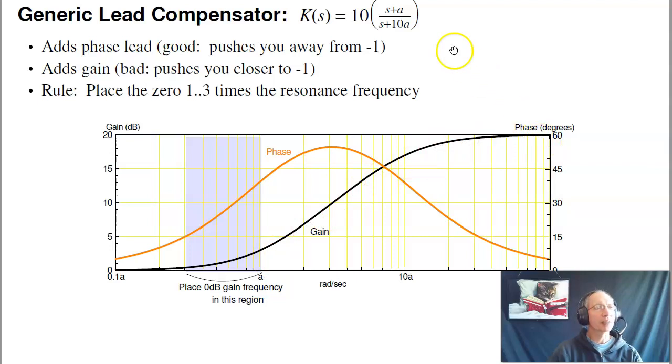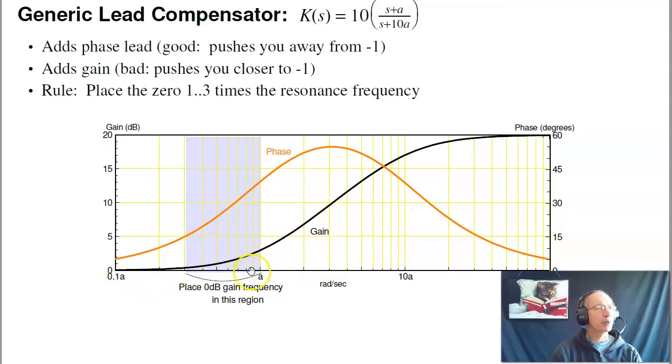That's bad. The phase, on the other hand, starts out at 0 degrees and increases to about 57 degrees and goes back down. This is the phase lead. That's positive phase. Positive phase pushes you away from minus 1. That's the good part. So what I want to do is take that resonance point, that 5 radians per second, and put it somewhere where I add phase but not gain.